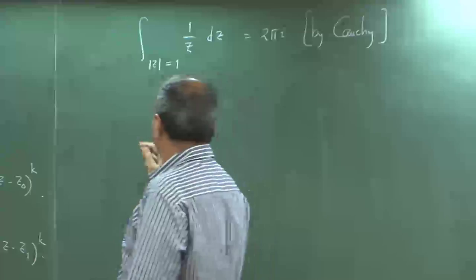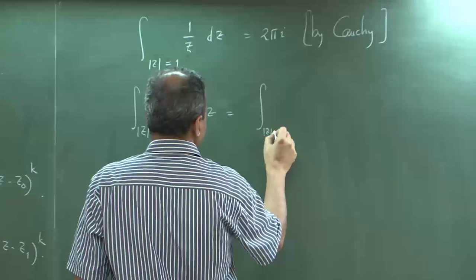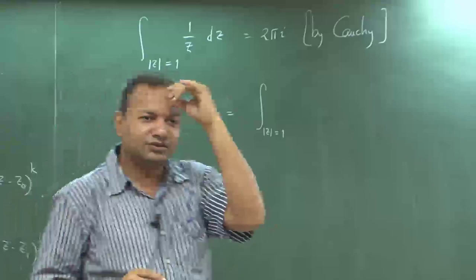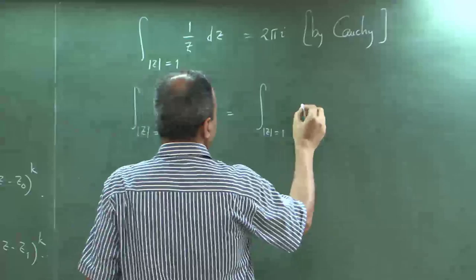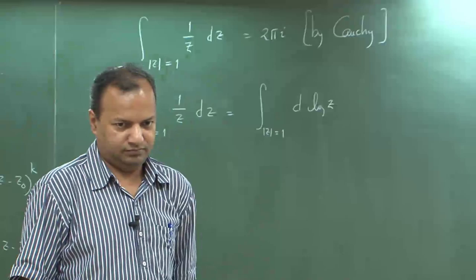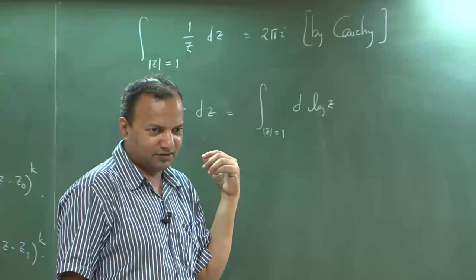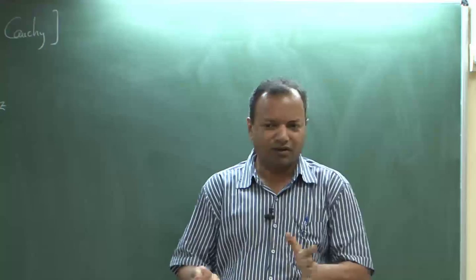I can view this integral in another way. 1 by z is the differentiation of log z, and we established that it holds over all the complex plane, right? So 1 by z dz equals d log z. It's d log z by dz times dz, and d log z by dz is 1 by z. Okay. So the integral of d log z is what? Log z, right? And then there is this circle, of course.